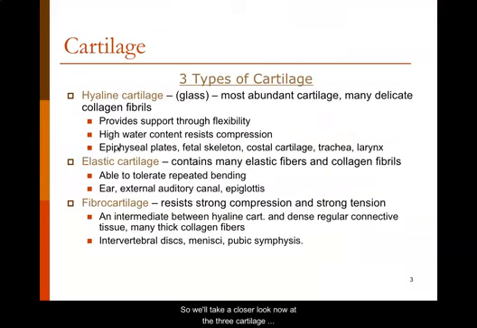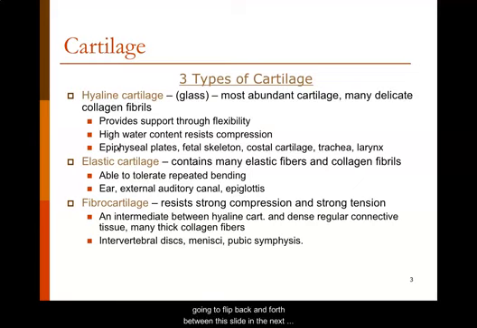So we'll take a closer look now at the three cartilage tissue types. If you were asked on an exam, for example, to identify this tissue and you just answer cartilage, that's not a sufficient answer. Keep in mind, if I can ever ask you the question, but what kind, then you haven't fully answered the question. So cartilage is not a tissue type. Cartilage is a category, and within that category, there are three specific tissue types: hyaline cartilage, elastic cartilage, and fibrocartilage.